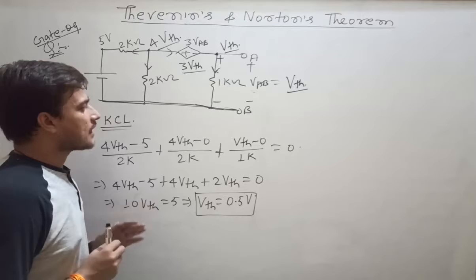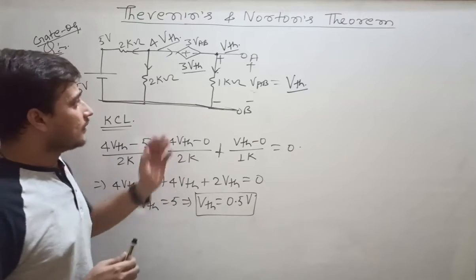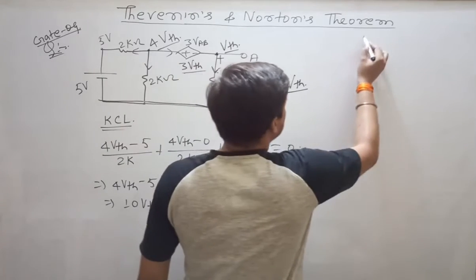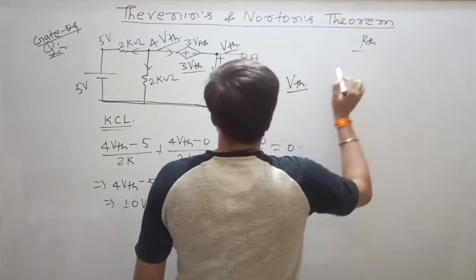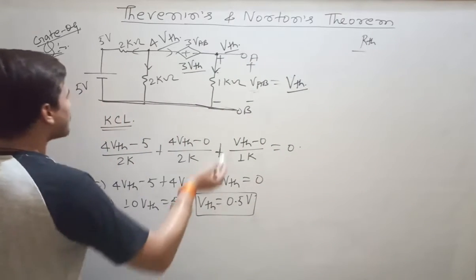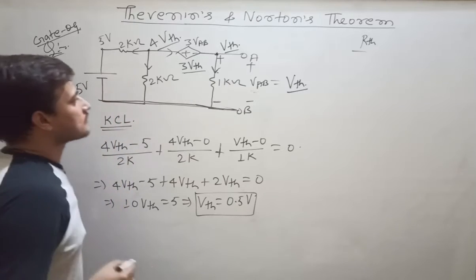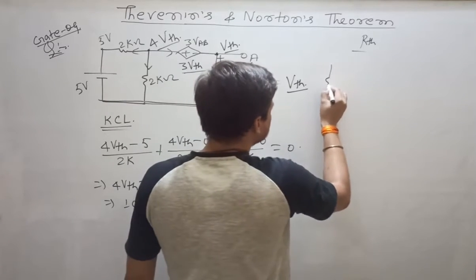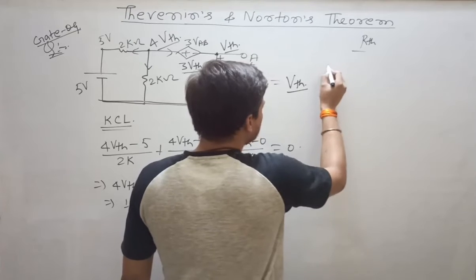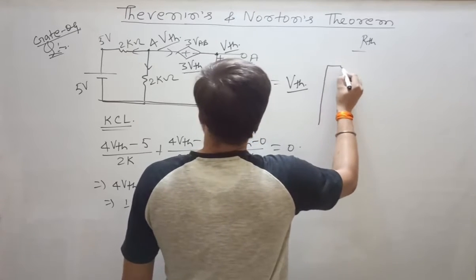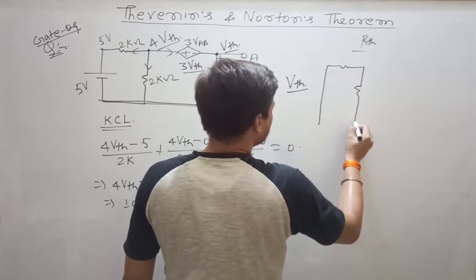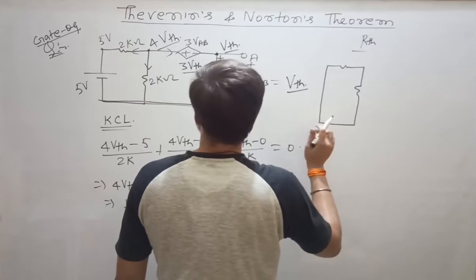Next, second step, you have to find RTH. For RTH, what you will have to do? This is already an open circuited network, so you will have to deactivate this source. So I am deactivating the source. This voltage will be replaced by a short circuit. There will be resistances.